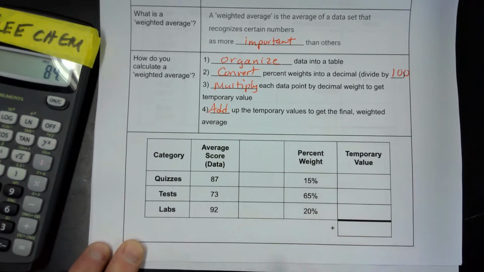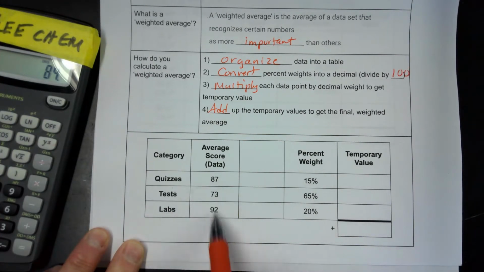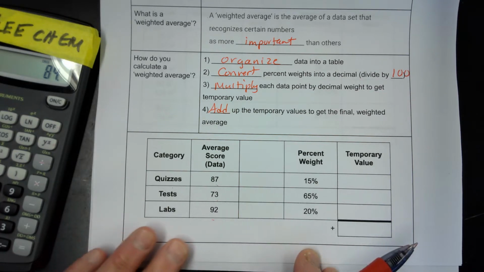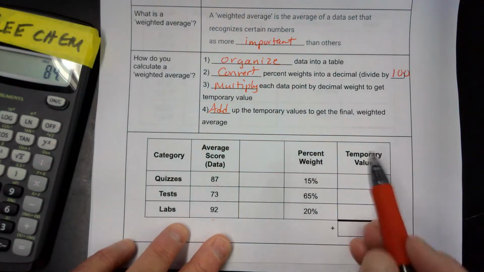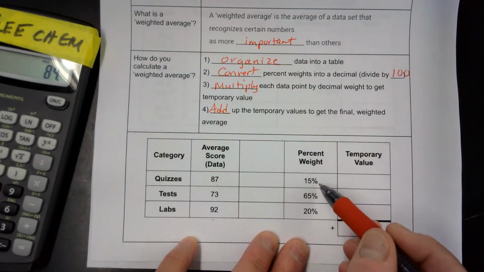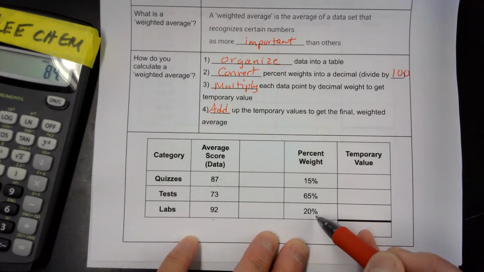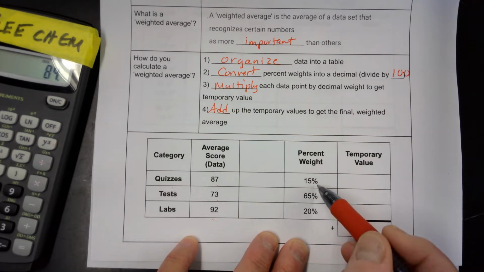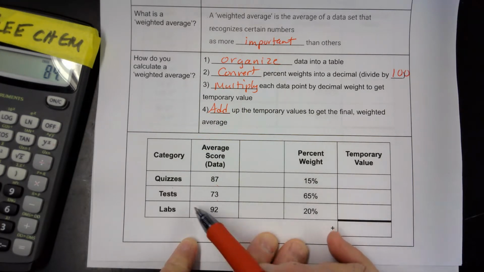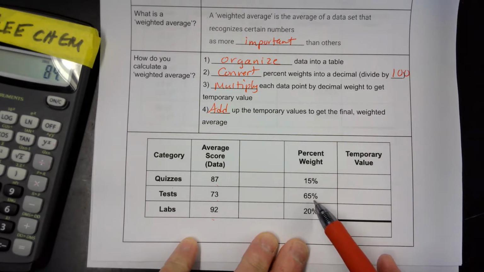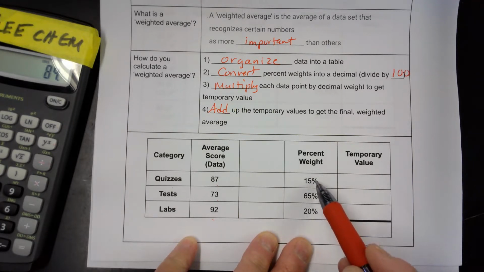So here we have the same three numbers in our data set: 87 quiz average, 73 test average, 92 lab average. And then we also see here that this teacher doesn't want all three of these categories to have equal importance to the overall average. This teacher wants tests to be 65, to reflect 65% of the actual average, quizzes only 15%, and labs 20%.